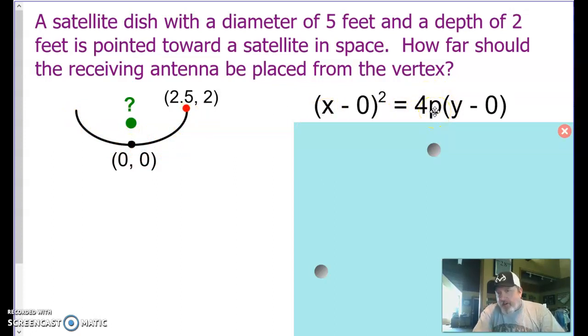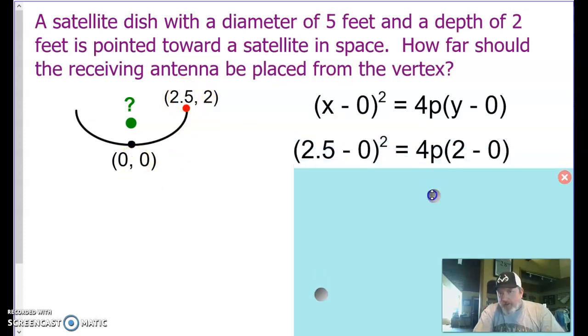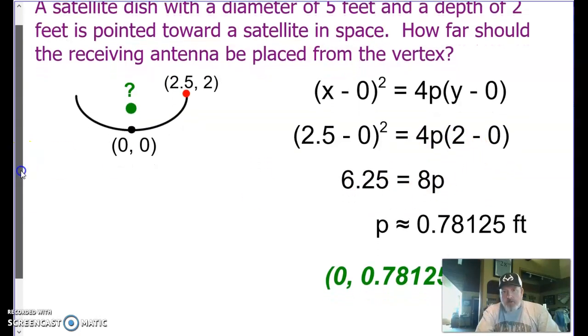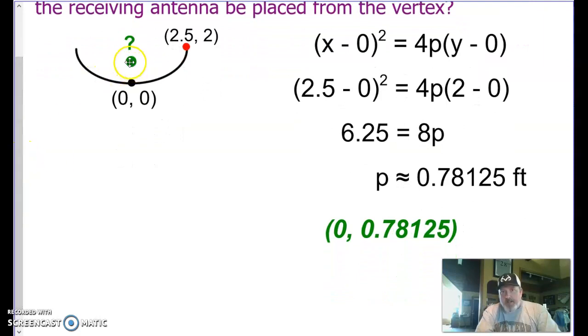What we don't have here is the focal point. We have a vertex, and we have a point on the parabola. So really, I have h, k, and this is going to be my x and y. You can see I plugged this point in for x and y, and this will allow me to solve for p. So 2.5 squared is 6.25. Here I'm going to get 8p minus 0. That allows me to solve for p, and so what we figure out is that the aiming point should be 0.78125 feet above the vertex of the satellite dish.